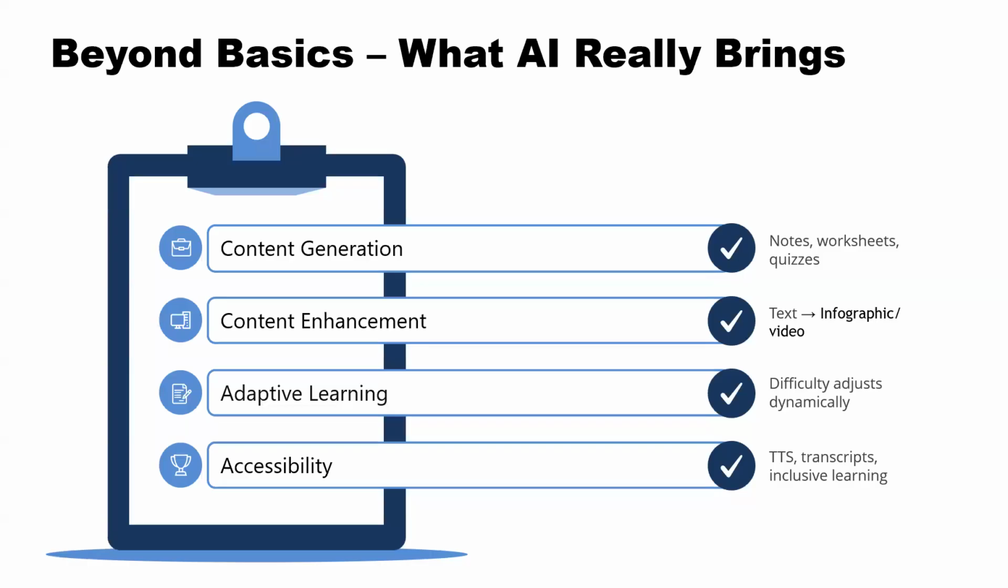Beyond the basics, what AI really brings us, all of a sudden we need content to be generated. Most of the content is generally generated through your Word, quizzes, and your notes. The second is that we need to have content enhancement. We need to convert those texts into infographics and then later on into video. Then there is adaptive learning, the difficulty in understanding, so that the difficulty dynamically gets relieved out of it, right? So that has to be understood from the adaptive learning. And the third is your accessibility. We need to always concentrate on TTS, translation, inclusive learning.